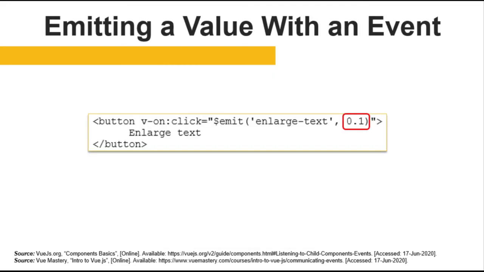Emitting a value with an event. It's sometimes useful to emit a specific value with an event. For example, we may want the blog post component to be in charge of how much to enlarge the text by. In those cases, we can use the emit method's second parameter to provide this value, and this is the thing we used in the previous example. So we provided here a second parameter inside the emit method, which will be passed in our onEnlargeText method.